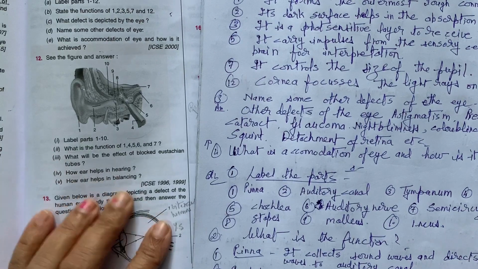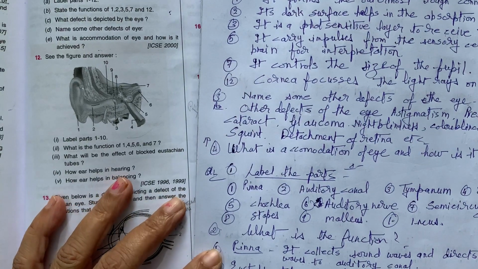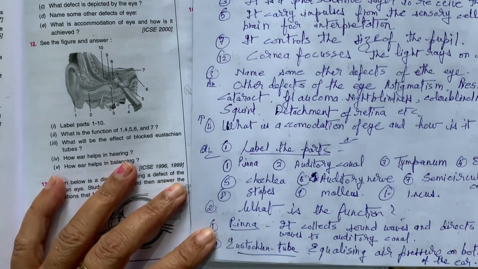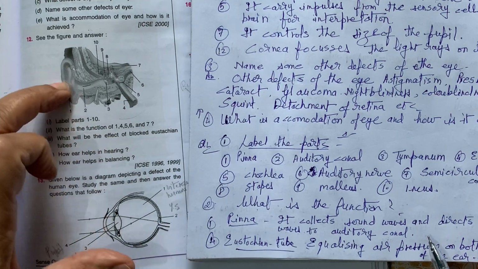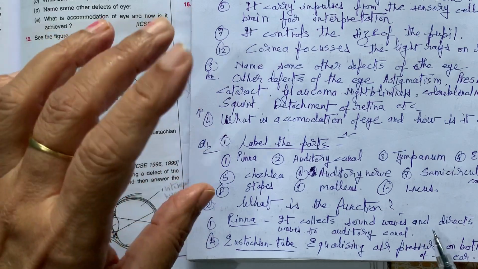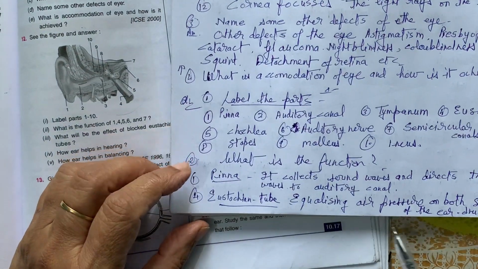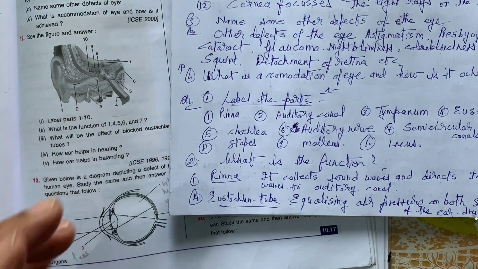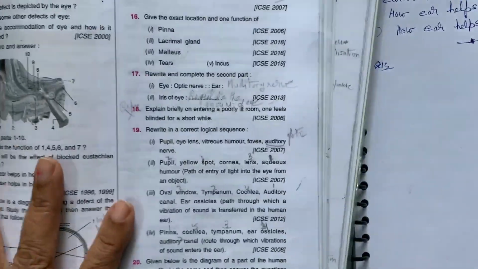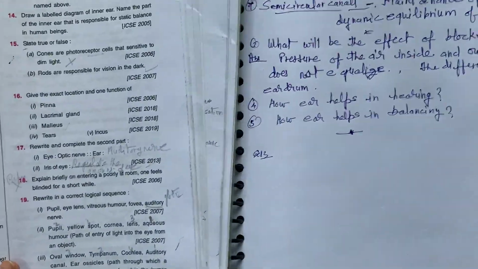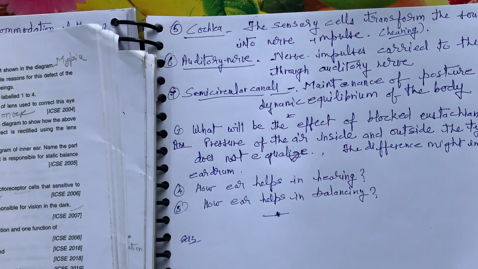What is the function of the ear pinna? The ear pinna collects sound waves and directs these waves to the auditory canal. And the Eustachian tube, it equalizes the air pressure on both sides of the eardrum. What it does? It equalizes the air pressure from both sides of the eardrum.